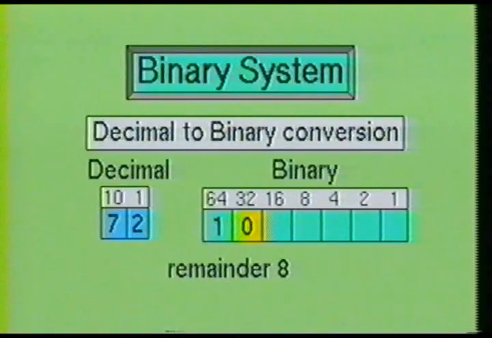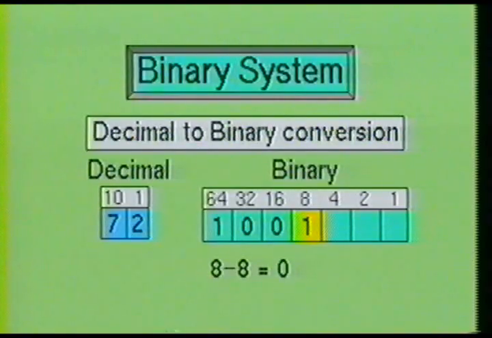Next, we see that 32 is larger than our remainder of 8, so we cannot use the 32. Therefore, a 0 is placed in the 32 column. Next, we see that 16 is also larger than our remainder of 8, so we cannot use this value either. So a 0 is placed in this column as well.